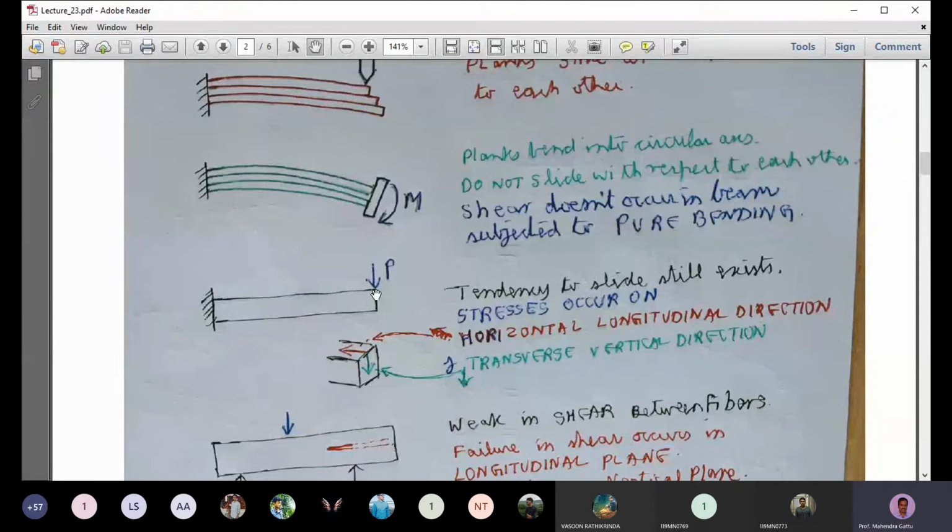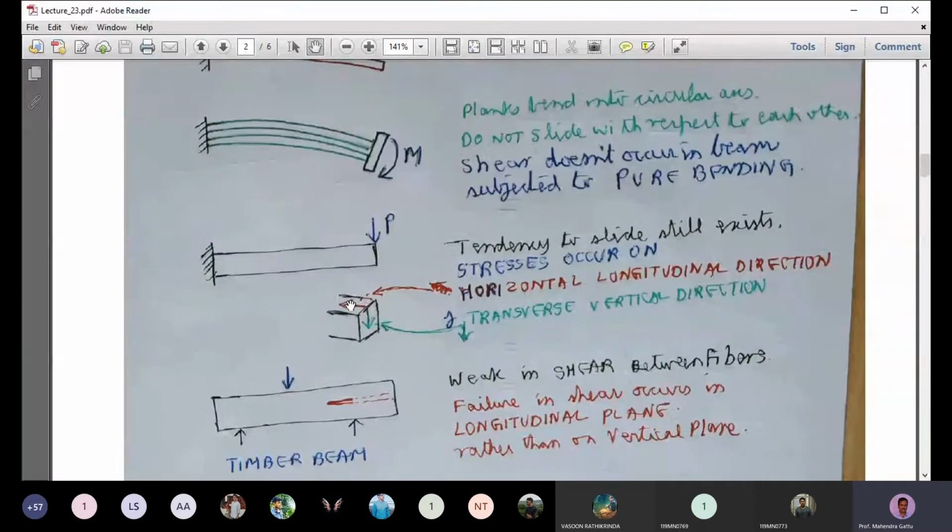Because of this, at any cross section there will be this downward transverse shear, indicated by that green arrow. To balance that, there will be this horizontal shear acting in the longitudinal direction. There is some tendency of the upper part of the beam to slide with respect to the lower part, but that is prevented, and there will be some shear stress acting between any two interfaces. That shear stress is shown here by the red arrow.